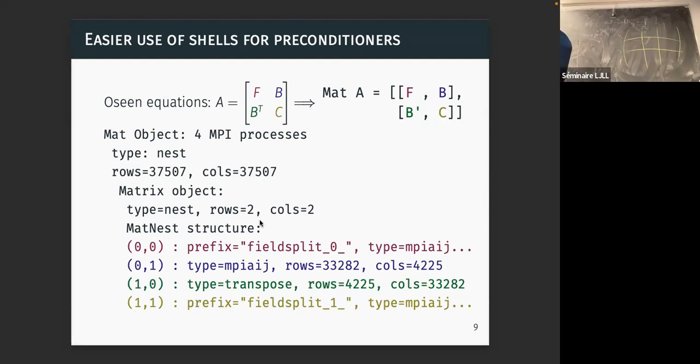But what's important to see here is that, for example, we use the standard AIJ structure, so sparse matrix, for F, B, and C. But for B transpose, we use the type transpose, which does not actually assemble B transpose, but keeps an implicit representation of the operator, such that we don't have to pay the memory price of storing both B and B transpose. We just have a view of B, and then everything is done automatically for you by PETSc under the hood.